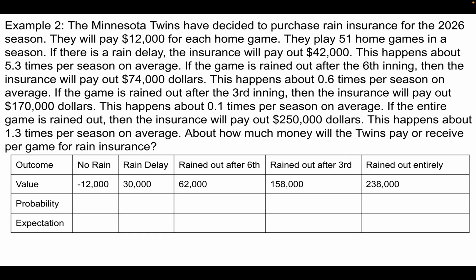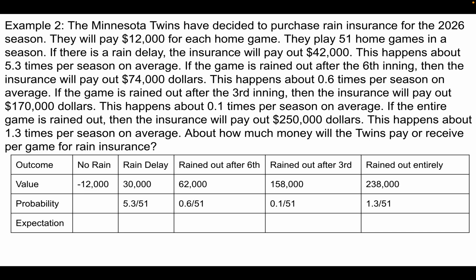The probabilities are pretty easy. They're mostly just listed in there, right? So there's 5.3 times per season on average that there's a rain delay, so we'll do 5.3 out of 51, 0.6 out of 51, 0.1 out of 51, 1.3 out of 51 for each of those outcomes respectively.